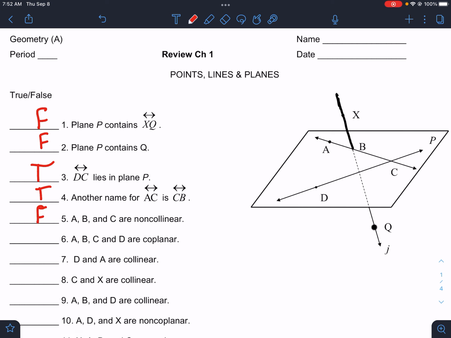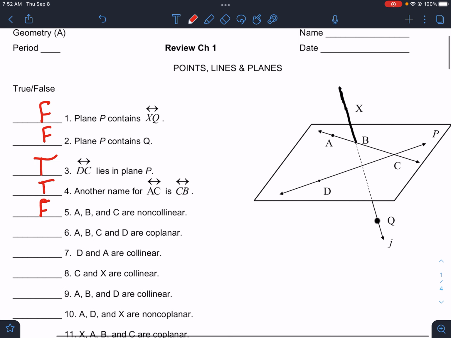A, B, C, and D are coplanar. A, B, C, well, that's a line, so it doesn't matter where the other point is. Remember how many planes go through a line? The answer is infinite, so I don't care where the other point is, but can I make one big triangle with D over there? Yes, I can. Triangles are flat. We're good. So A, B, and C are coplanar. That is true.